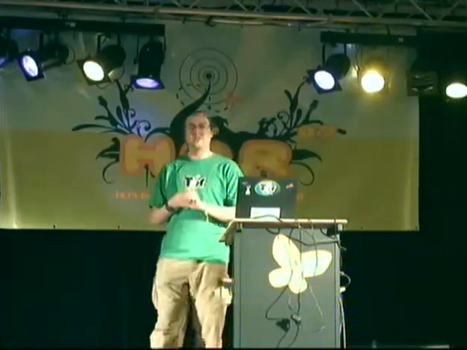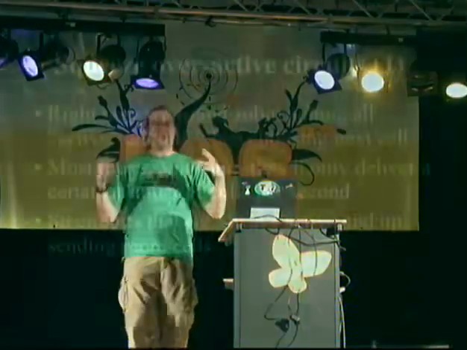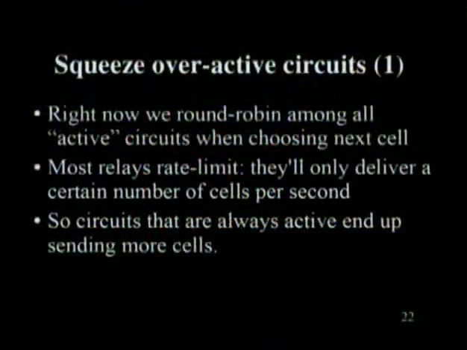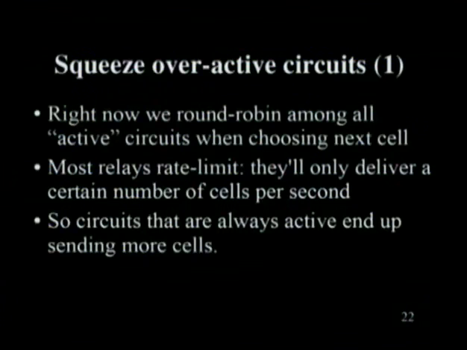The way that Tor does its round robining right now, at the Tor relay, there are a bunch of different circuits that all have cells that they want to send. Right now we do round robin. We just go one at a time and say, whichever circuit has something that it wants to send, you get to send one cell.